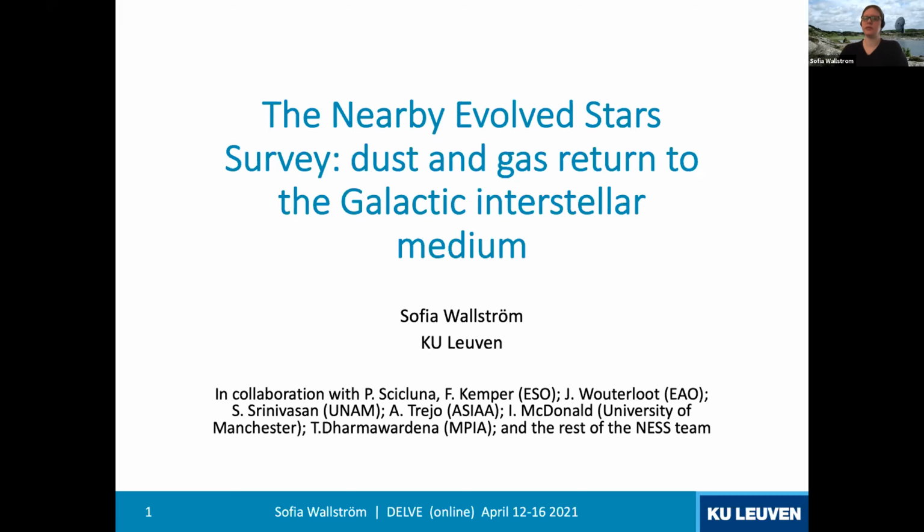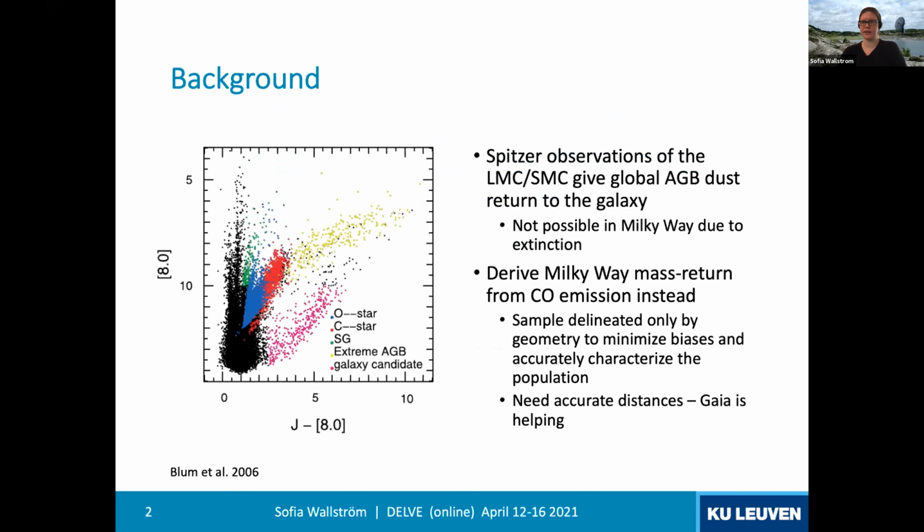But yeah. So we want to study the dust and gas return to the interstellar medium in general. Ideally, we would observe all the stars in a galaxy, as has been done for the LMC and the SMC, for example, with Spitzer. They get all the evolved stars by their colors, and they can really probe the dust return from these stars. That's not really possible to replicate in the Milky Way because of extinction. So we've turned to looking at mass return from the CO emission instead.